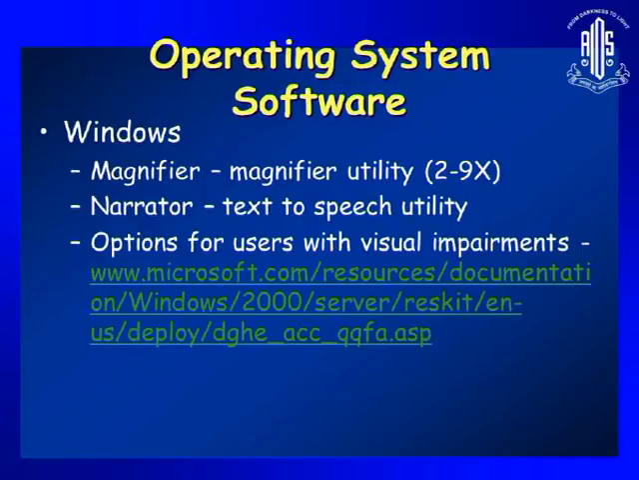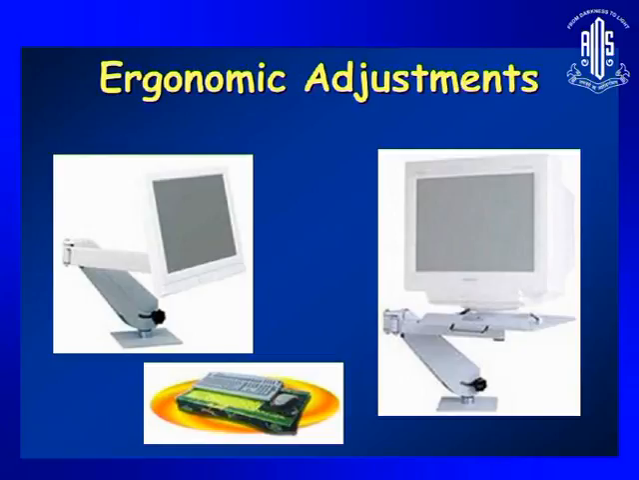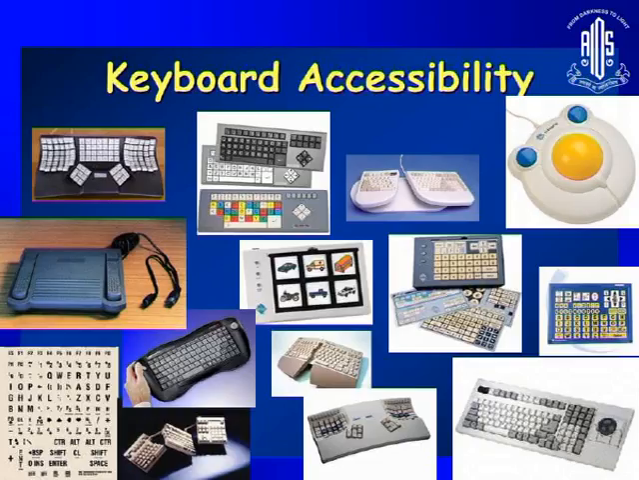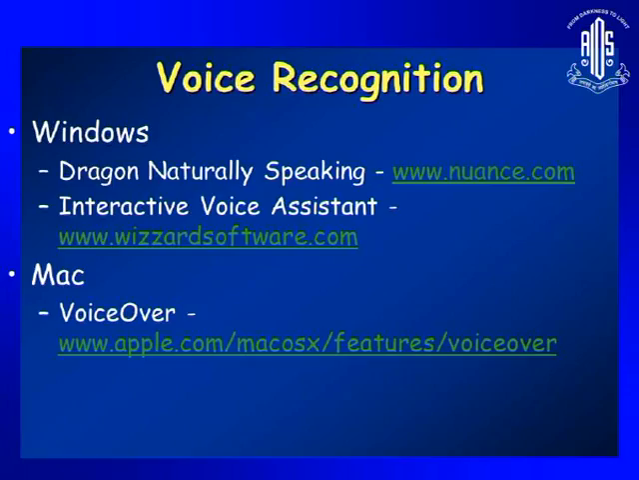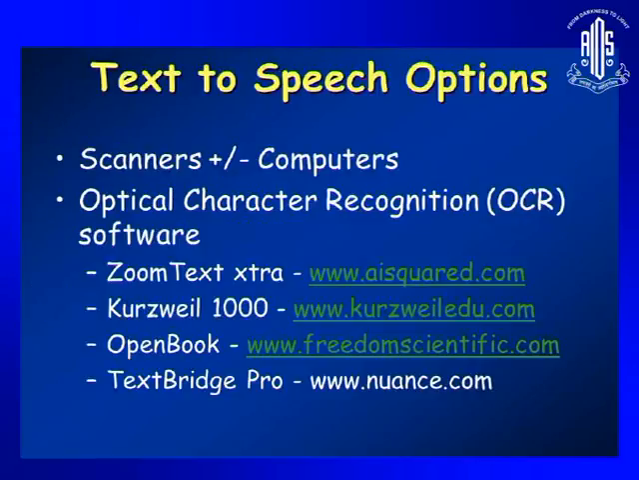And Windows has all the options. If you go to Windows 10, you have all the options such as magnifiers and narrators. Other accessibility options are available. You have ergonomic adjustments available. You have different types of keyboards which are useful for children. Voice recognition softwares are available. Text-to-speech options are available. This is very important when we are going to use smartphones.